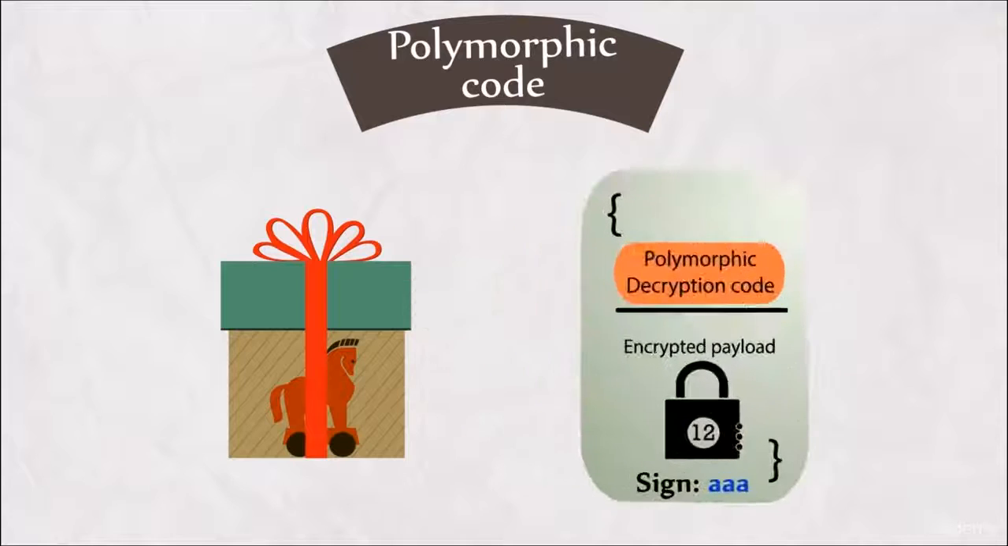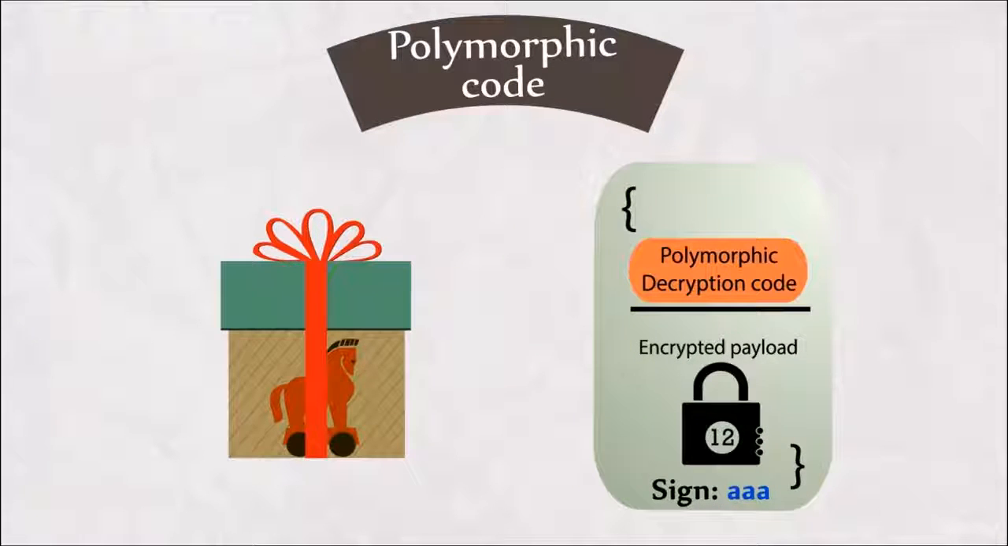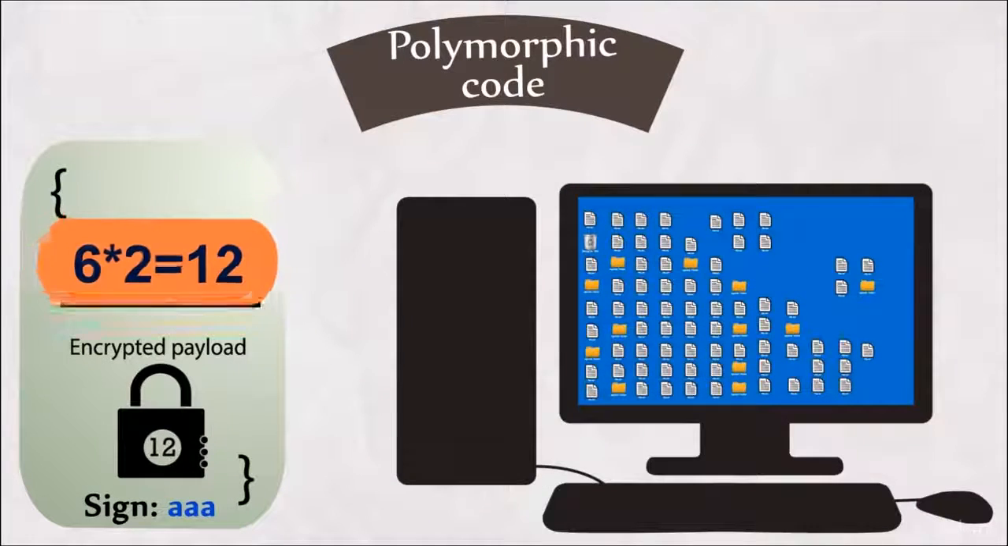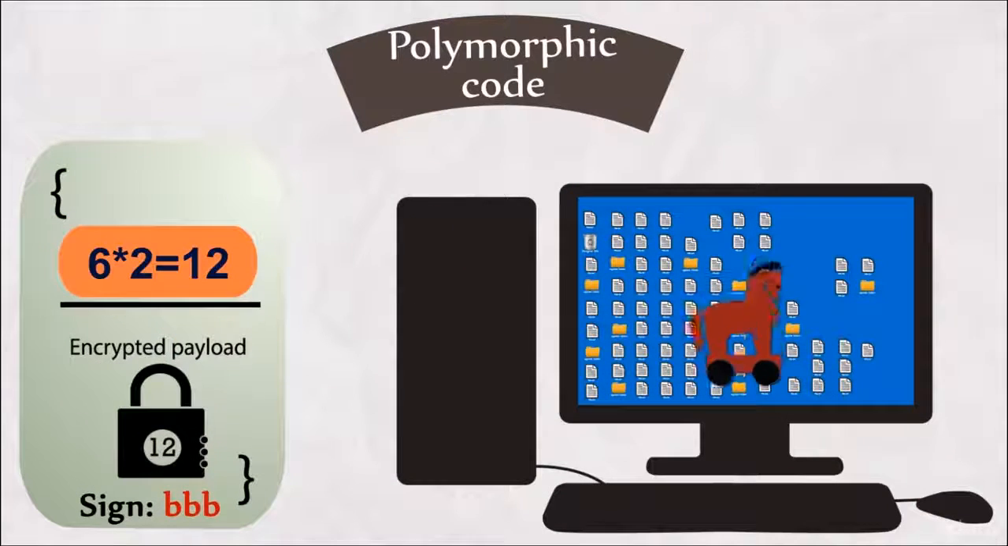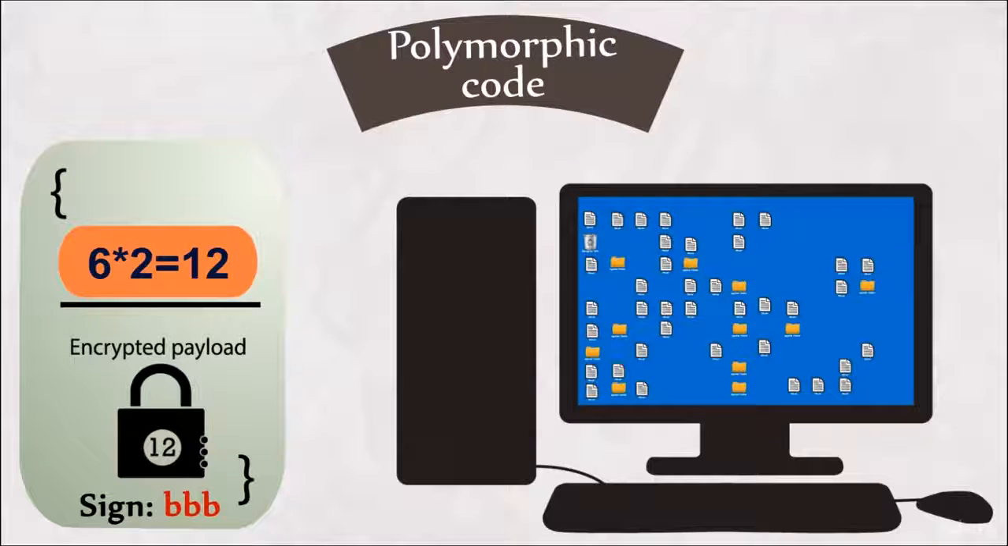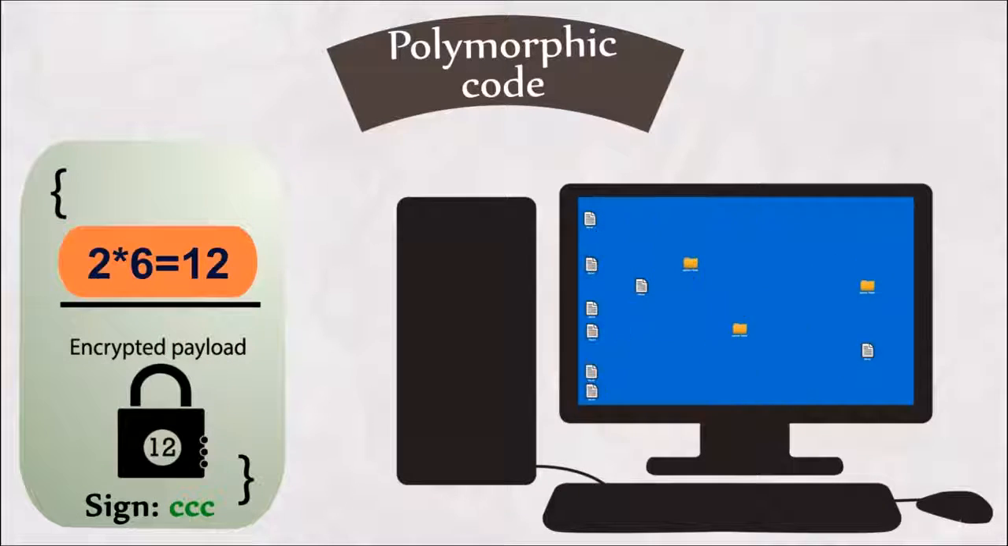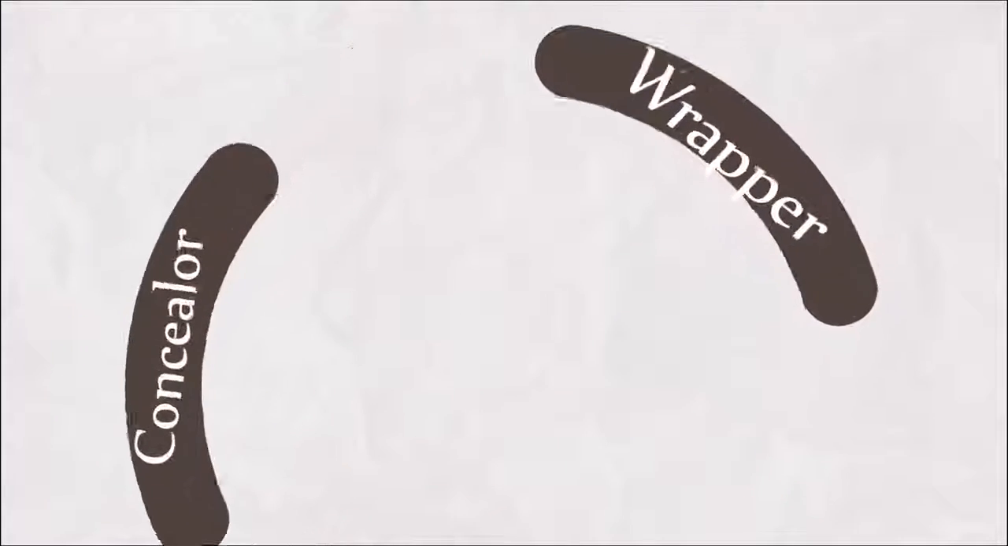Polymorphic code. As the name says, polymorphic code is the code that changes itself each time it runs, but the function of the code or its semantics will not change at all. For example, if the key to deliver the payload is 12, the code used to achieve this result varies, such as 6 by 2 or 2 by 6. Having seen this, let's move on to the final component, wrapper.